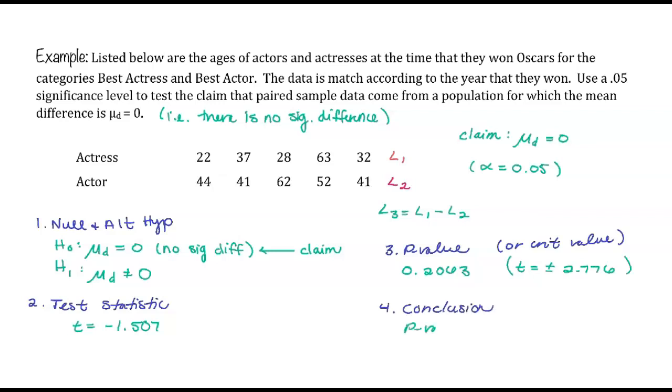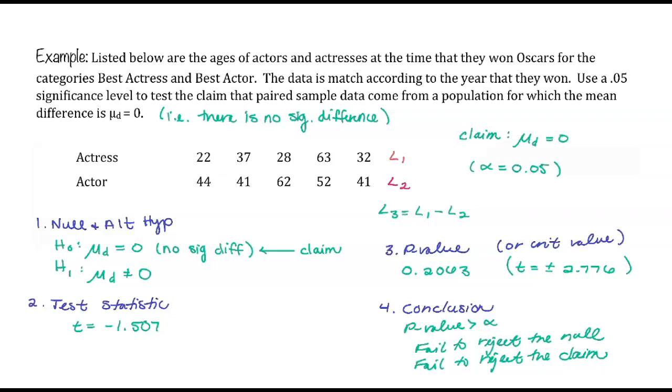Now we can state the conclusion. Comparing our p-value to alpha, we find that our p-value is significantly greater than alpha, which means that we fail to reject the null. In this instance, the null is our claim. So in other words, we fail to reject the claim. We cannot definitively support the claim, but this sample data does not throw that claim out. It does not reject it.